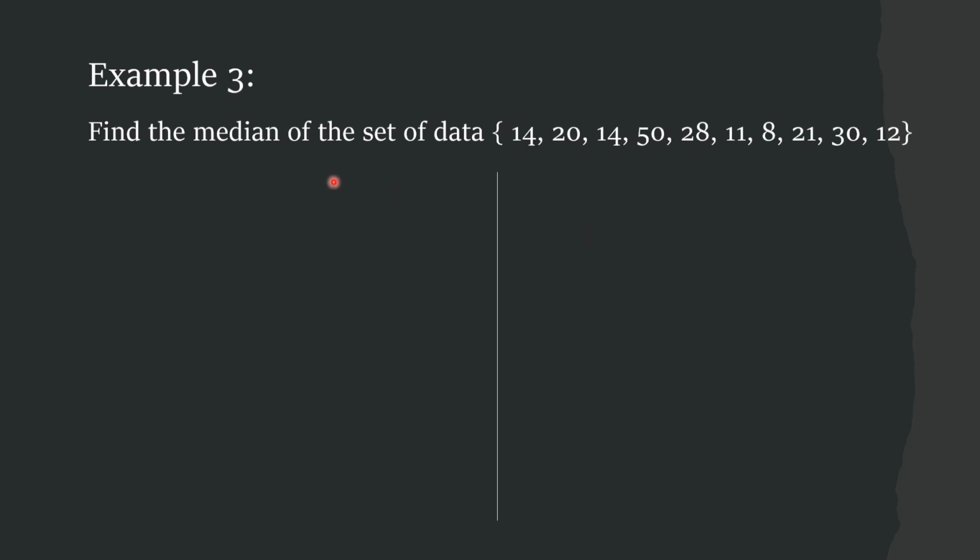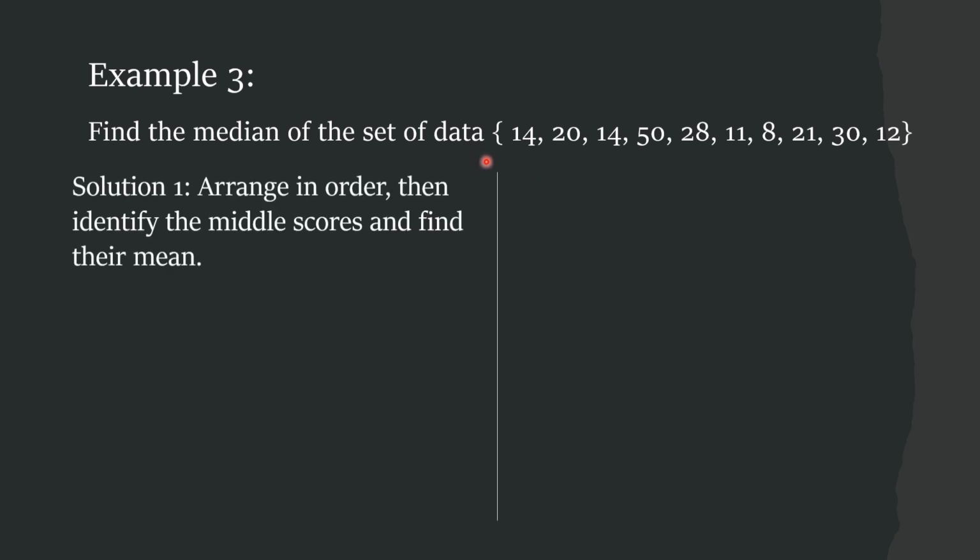Example 3. Find the median of the set of data. Let's arrange them first in an array. Then identify the middle scores. 1, 2, 3, 4, 5, 6, 7, 8, 9, 10. N is 10. It's an even number. Therefore, there are 2 middle scores. The middle scores are 14 and 20.